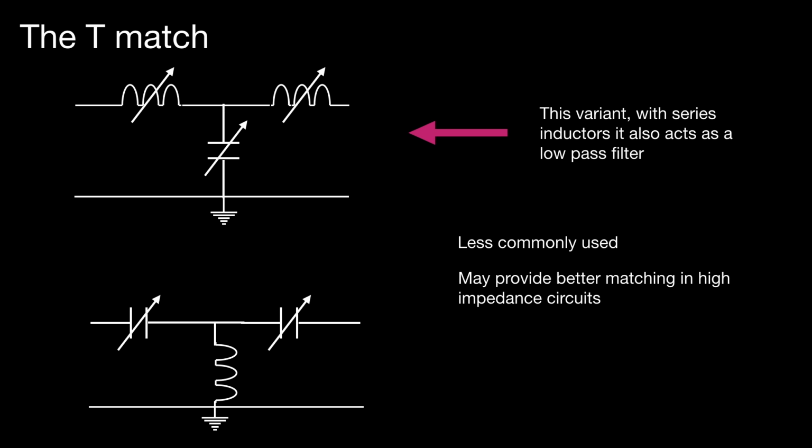The top version only, because we've got series inductors, and series inductors act as a low pass filter. So that may also be of use, although once again you shouldn't rely on your matching circuit to provide your attenuation of harmonics. You should instead have a separate harmonic filter on the output of your transmitter. But for belts and braces, it also acts as a low pass filter.